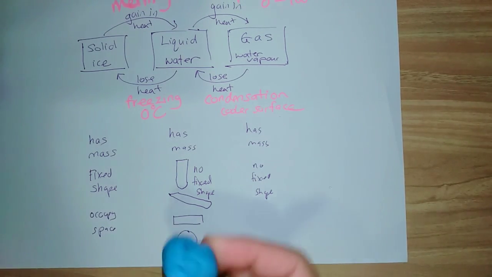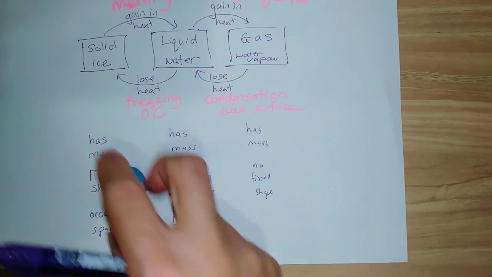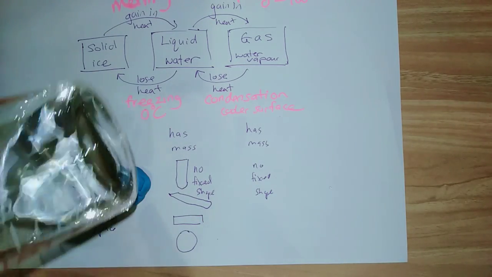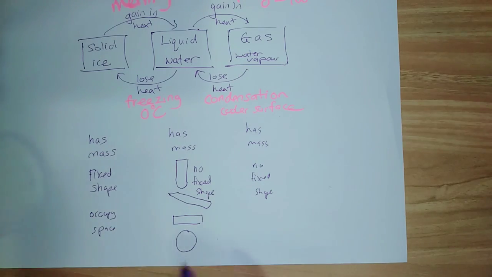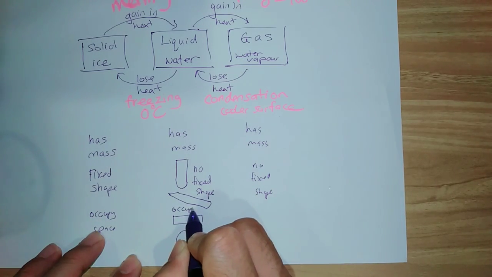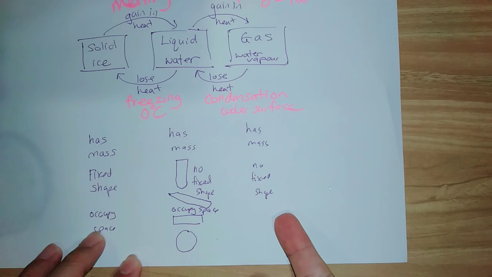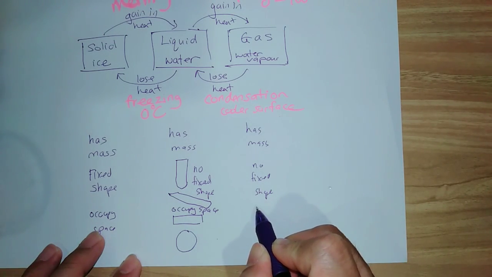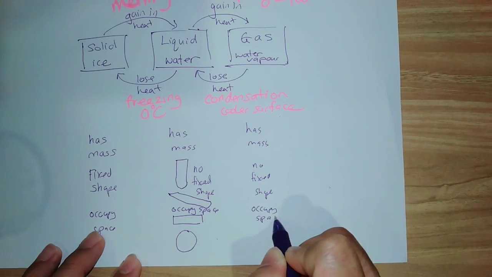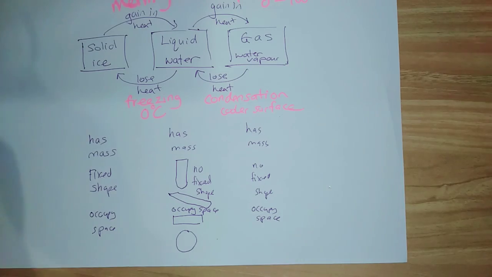Solid will occupy space. This solid occupies the space here. Alright? The liquid occupies the space inside this container. Liquid also occupies space. How about for gas? We can't see air. Alright, air is made out of many gases. Air also occupies space. Let's see this example in action.